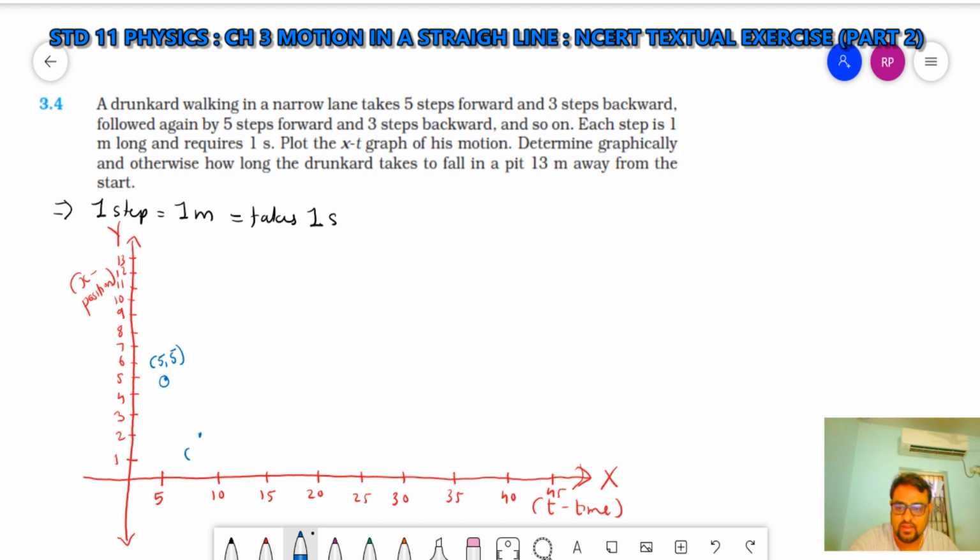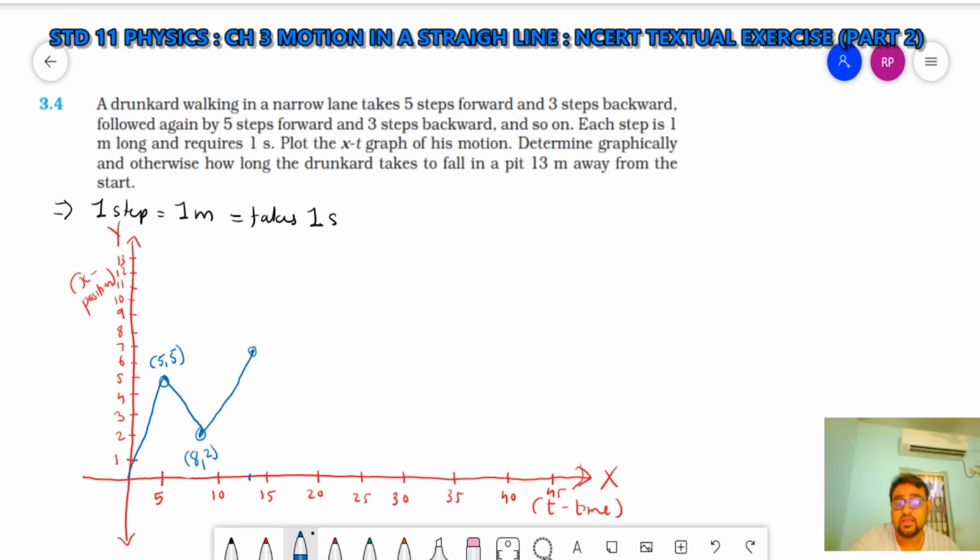So this will be 8 and 2. This was the first jump, moving back. Again 5, so 5 plus 3 is 8 and 8 plus 5 is 13. That will be between 10 and 15, so here it's 13, and 2 plus 5 is 7. It will be somewhere here. There may be some ups and downs.